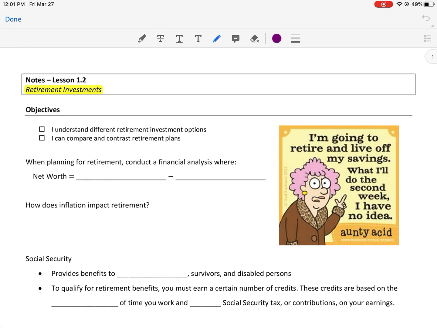Before you even start thinking about retirement, they say, hey, when you're planning for it, conduct a financial analysis. So look at what you have and where you're planning on going. They say your net worth, or how much money you're worth, is your assets, so anything that you own that's of value, like your car or money in the bank account. But then you have to subtract your liabilities, things that you still owe money on. So maybe you haven't paid off your house, and that would be considered a liability.